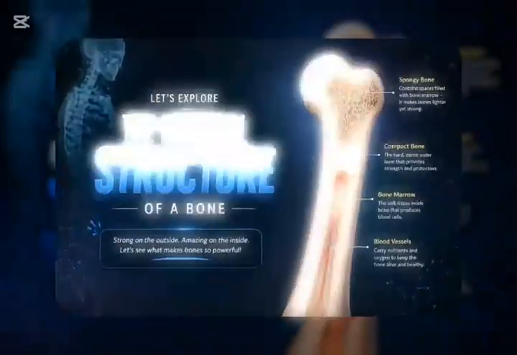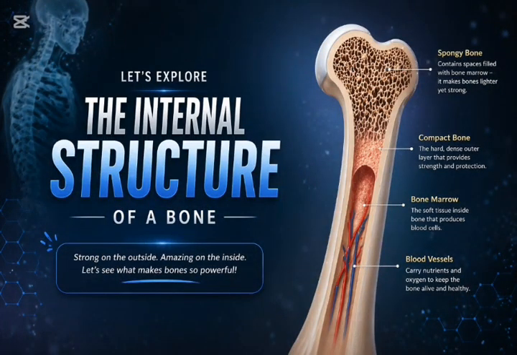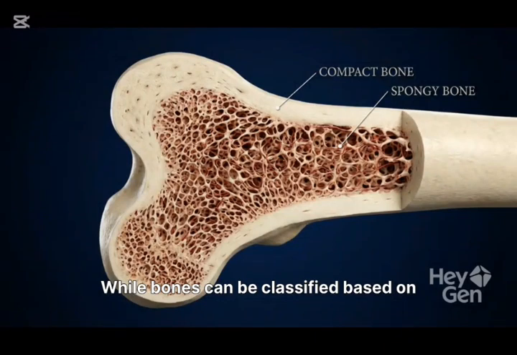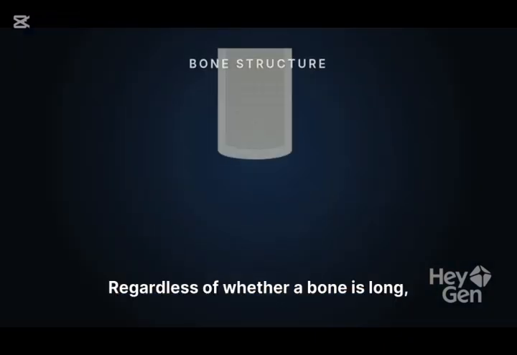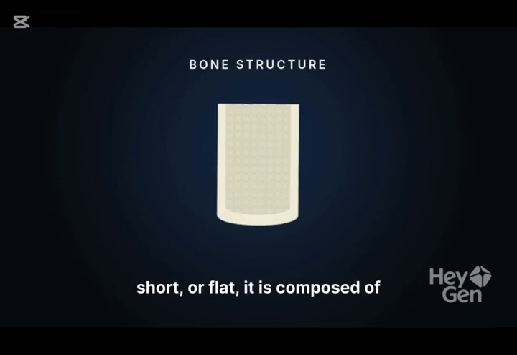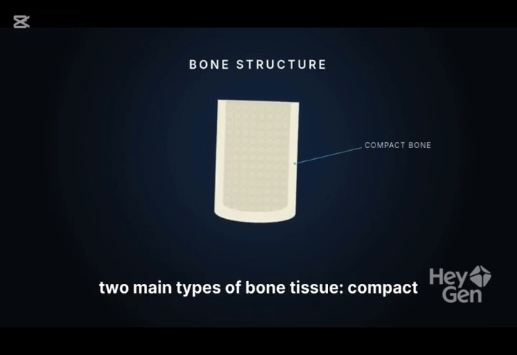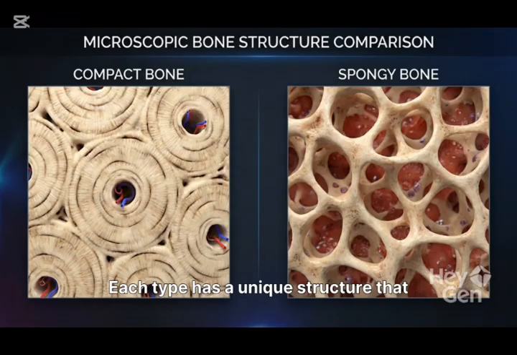And now, let's talk about the internal structure of the bones. While bones can be classified based on their shape, they also differ in their internal structure. Regardless of whether a bone is long, short, or flat, it is composed of 2 main types of bone tissue: compact bone and spongy bone. Each type has a unique structure that contributes to the strength and function of the skeletal system.